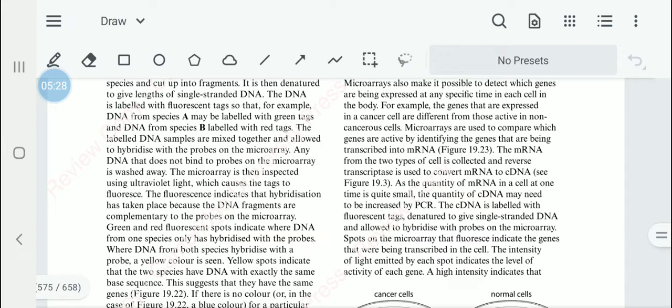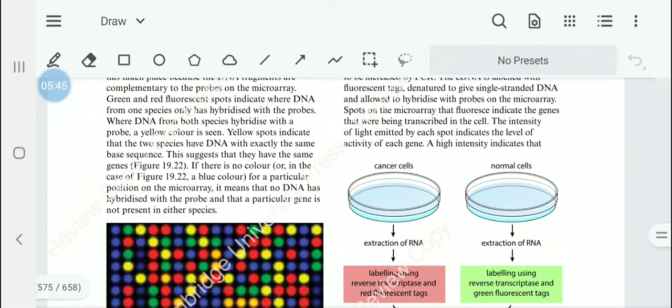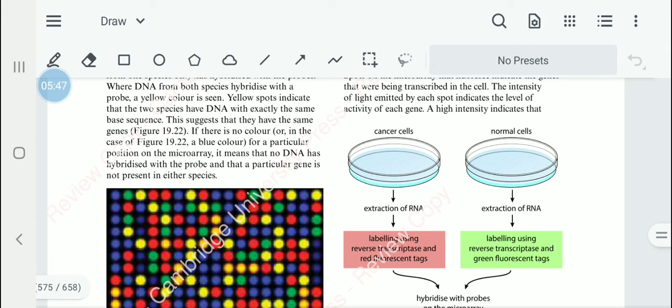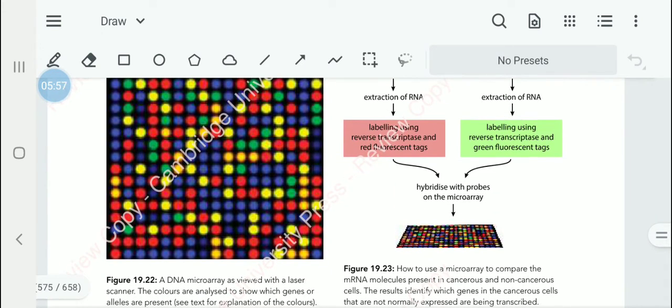Then when we observe, if both of the species hybridize with a probe, a yellow color would be seen. The yellow spots show that the two species have DNA with exactly the same base sequence. If there is no color, we know what it means. So you will get a microarray, and if you view it with a laser scanner, you would see it like this.